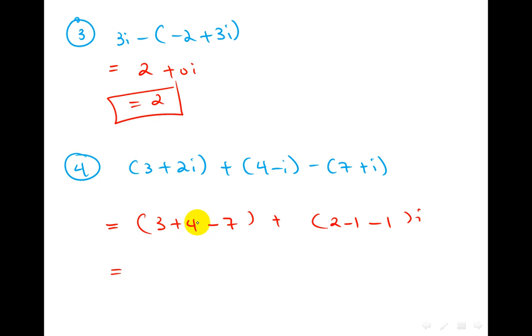So 3 plus 4 will give you 7 here. 7 minus 7 will give you 0, plus 2 minus 1 is 1. 1 minus 1 will give you again 0. So the final answer will be just 0. Okay, this will be our final answer.